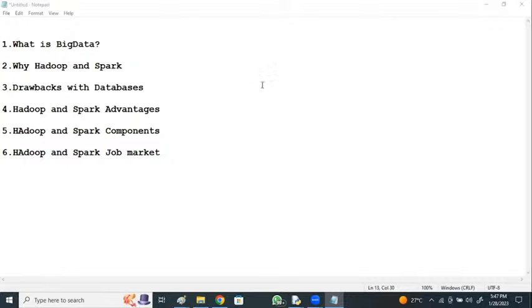In today's session, I will mostly discuss big data and Hadoop. In tomorrow's session, I'll be discussing mostly Spark, its advantages and its features.